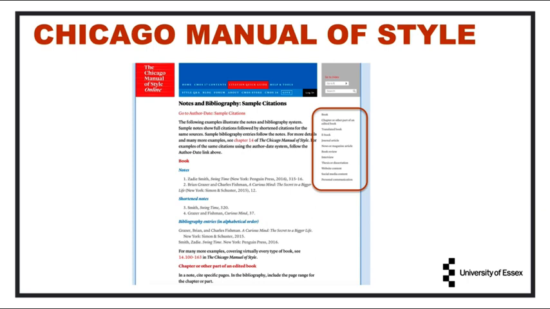The guide itself gives you helpful tips for referencing different types of sources, along with examples of footnote and bibliography entries for each source type, so it's a really helpful resource when you're first getting used to using this style for referencing.